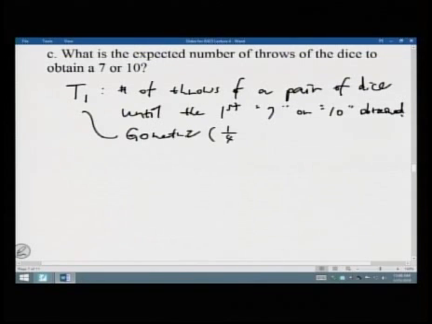What's P? It's 1 over 4, right? So it's asking you the expected value of this random variable. How do you get the expected value in the geometric distribution? It is 1 over P. So what is this? It's going to be just 4. Okay? So 4 is our answer.